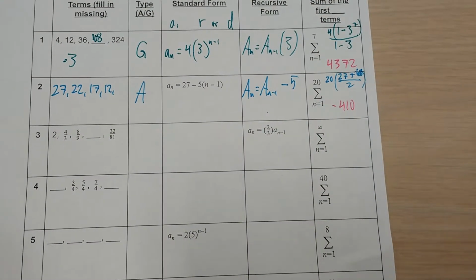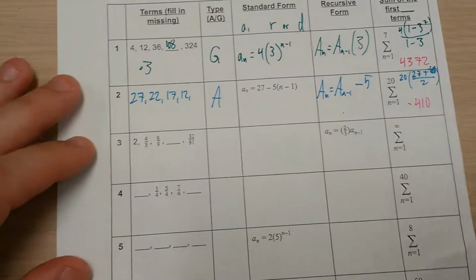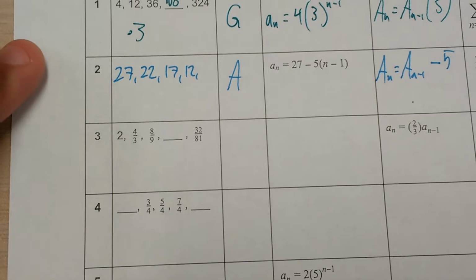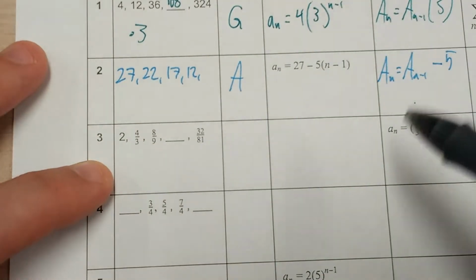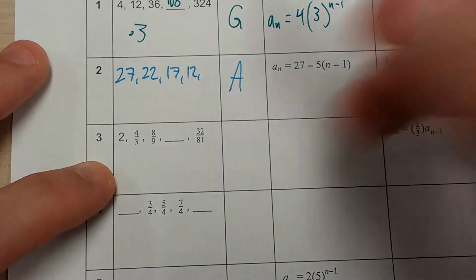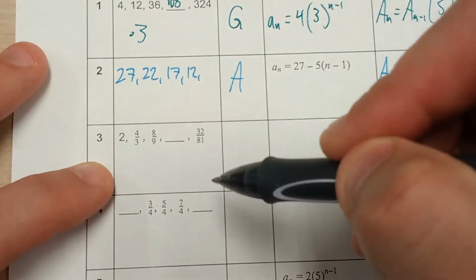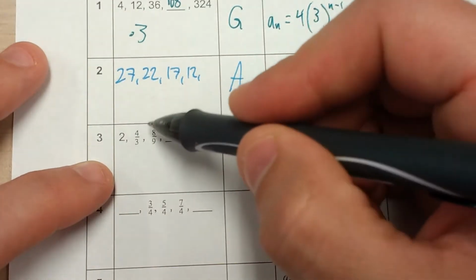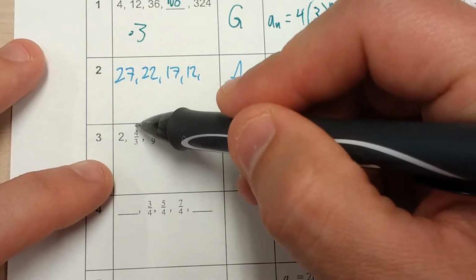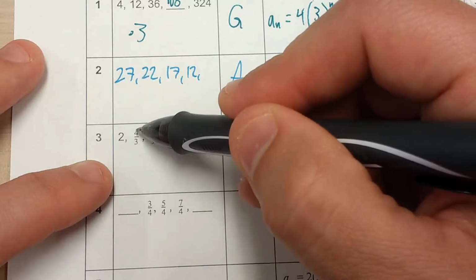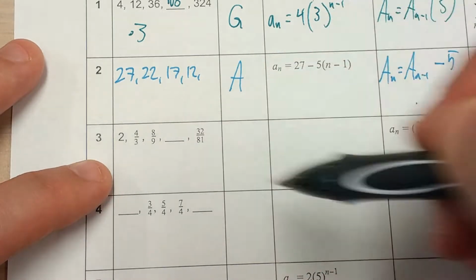All right, moving on to the next one. Oh no, fractions are involved. So take a look at this sequence. 2, 4/3, 8/9, some missing term, and then 32/81. So how do we go from 2 to 4/3? Well, 2 is the same as 6/3, so I could be subtracting 2/3. But if I subtract 2/3 from 4/3, I'm going to get 1/3, and that's not equal to 8/9. So this is clearly not arithmetic.